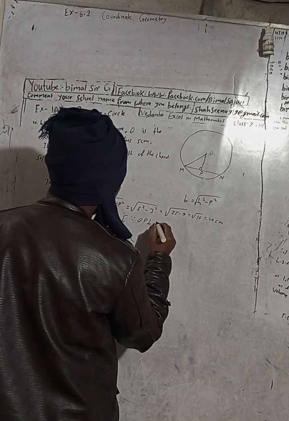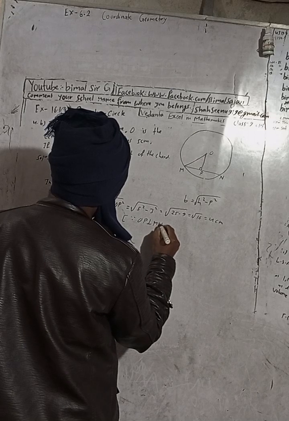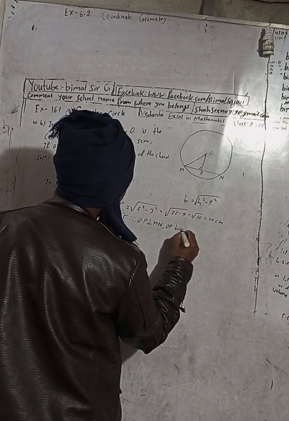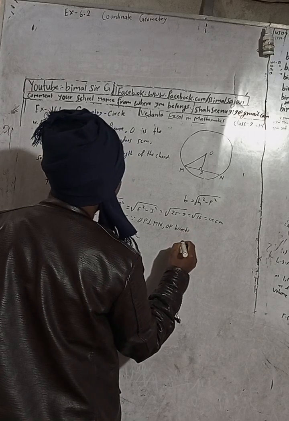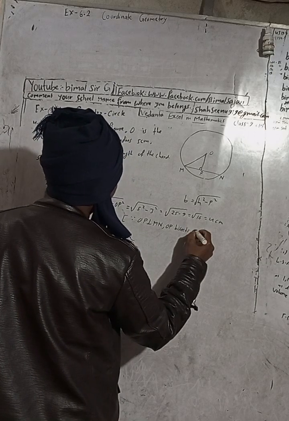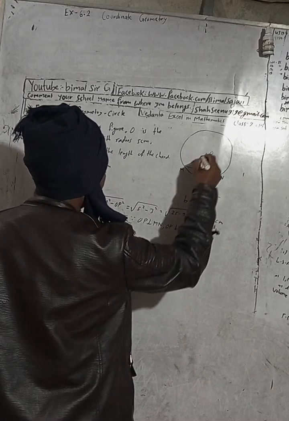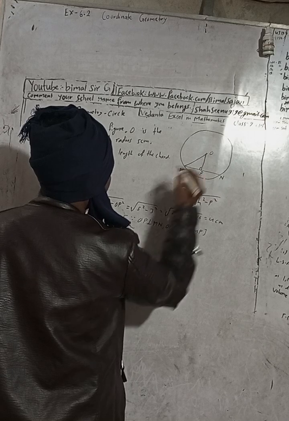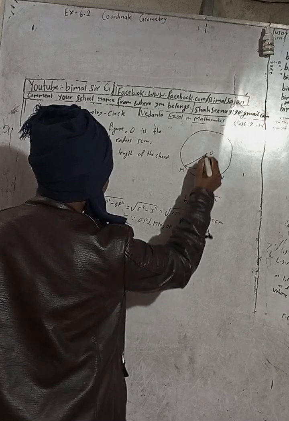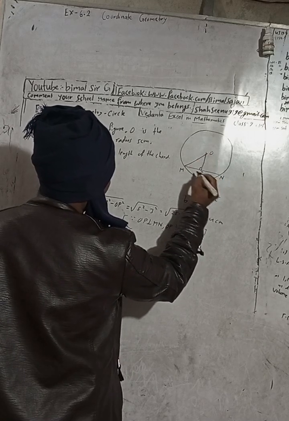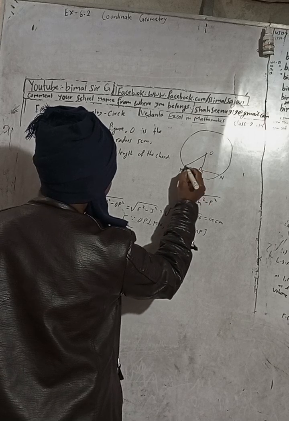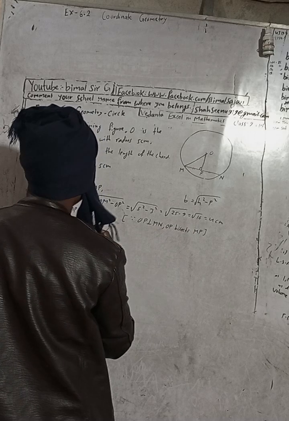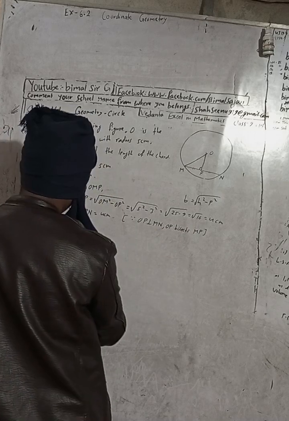OP is perpendicular to MN, and OP bisects MN. That means the perpendicular drawn from the center of the circle to the chord bisects the chord, okay? This perpendicular drawn from the center to this chord bisects this chord. That means MP is equal to this, okay? So we know this is equal to this. Now we can write here the length of the chord.